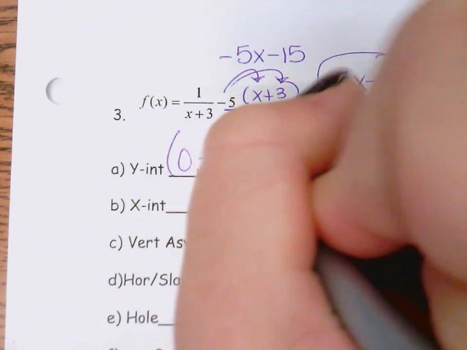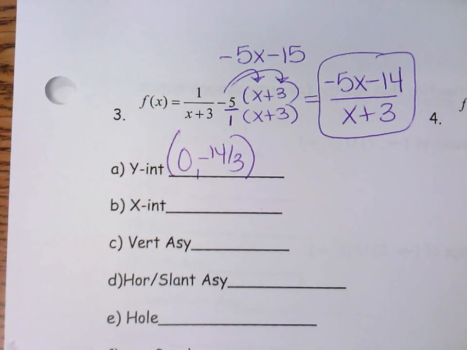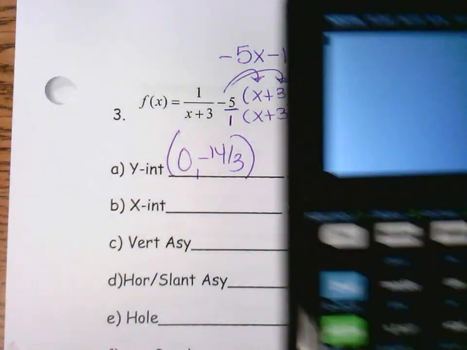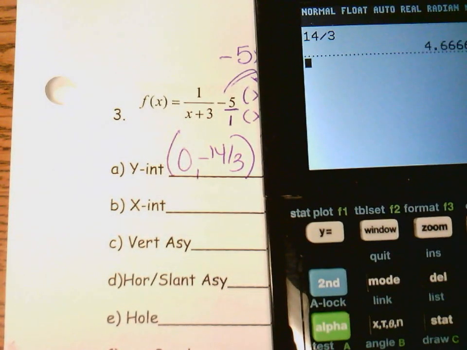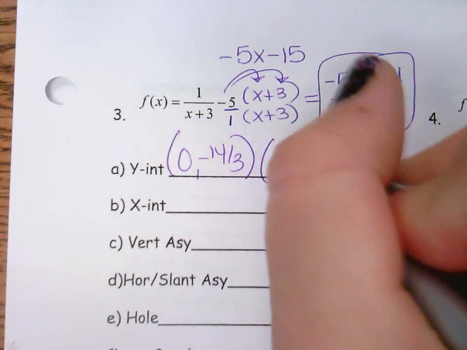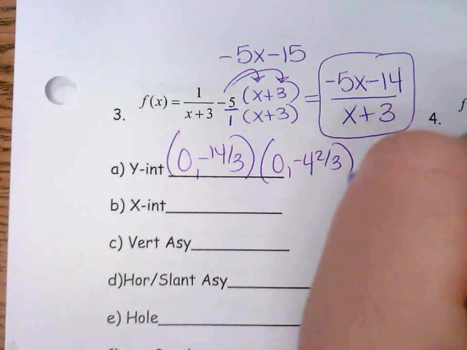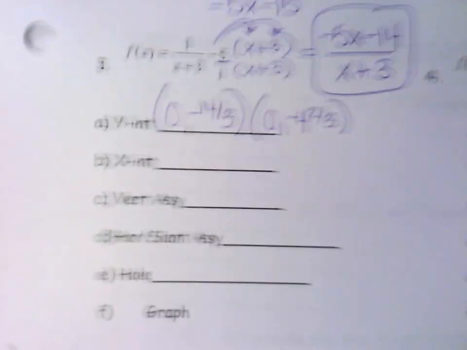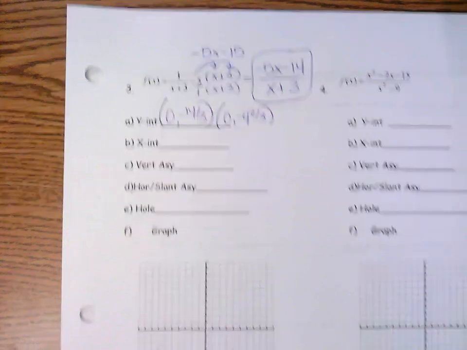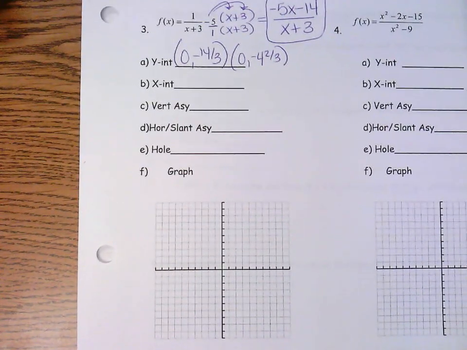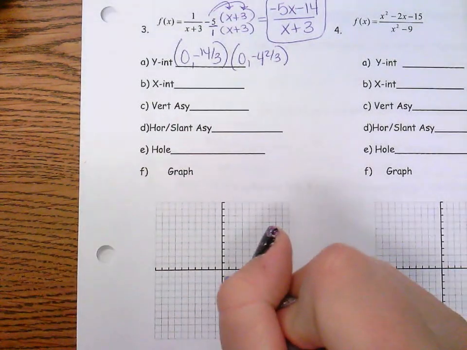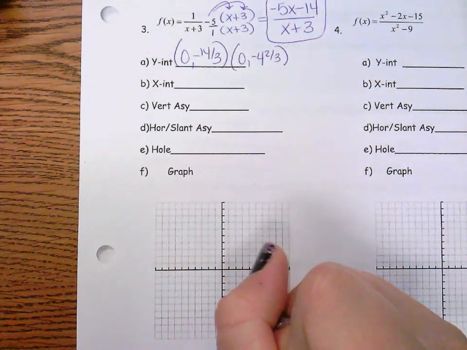Yeah, so what is that? Negative 14 thirds would be negative, is it 4 2/3, I think? 14 thirds, so negative 4 2/3. Not great with improper fractions. All right, so negative 4 2/3 is my y-intercept. Negative 1, 2, 3, 4 2/3.